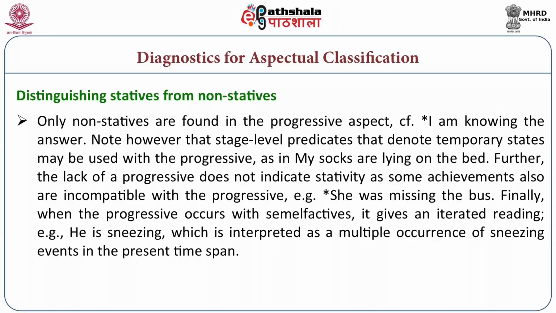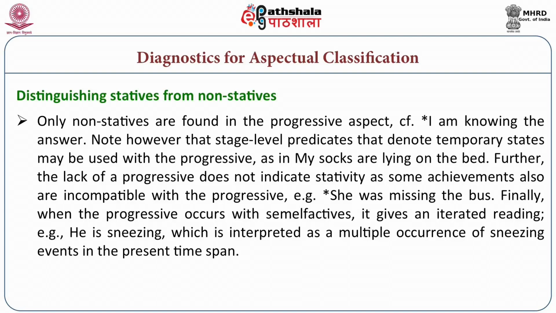What are the diagnostics for aspectual classification? First, let us attempt to distinguish statives from non-statives. Only non-statives can be found in the progressive aspect. So you can't say for a stative, I am knowing the answer. But a word of caution is also necessary. The lack of a progressive does not necessarily indicate stativity, as some achievements are also incompatible with the progressive. For example, she was missing the bus.